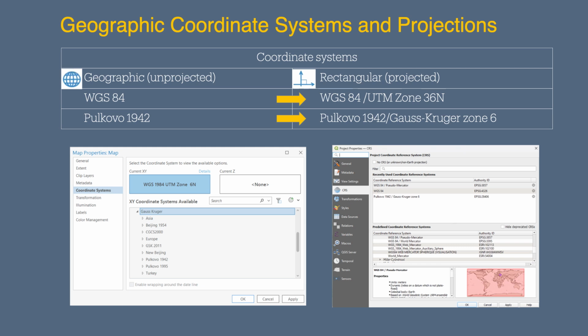But when we want to analyze the spatial data, we often need to convert these coordinates into metric systems like meters or kilometers. This is where projections come in. Projections are methods used to convert the curved surface of the Earth into a flat map. Different projections serve different purposes and can help reduce distortions in area, shape, distance, and direction.